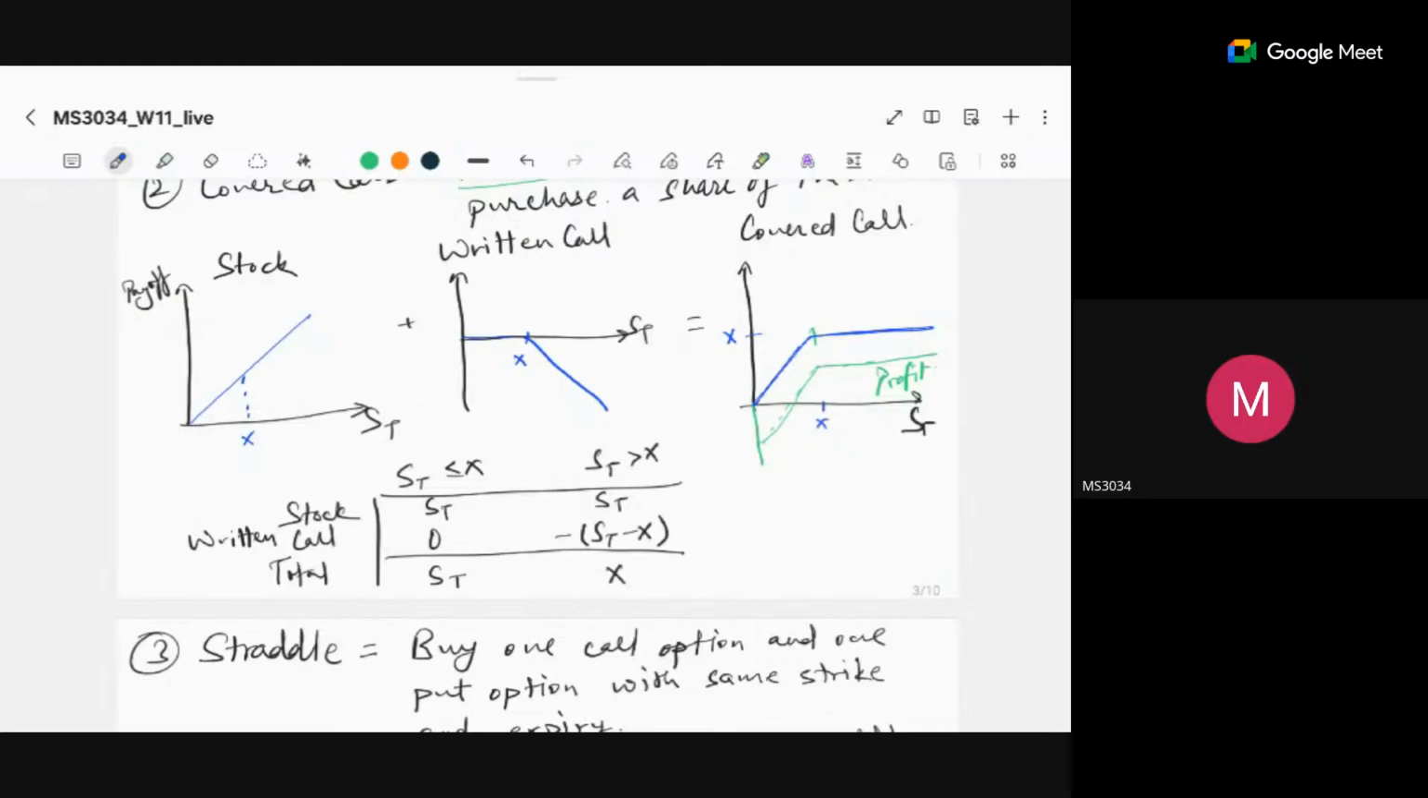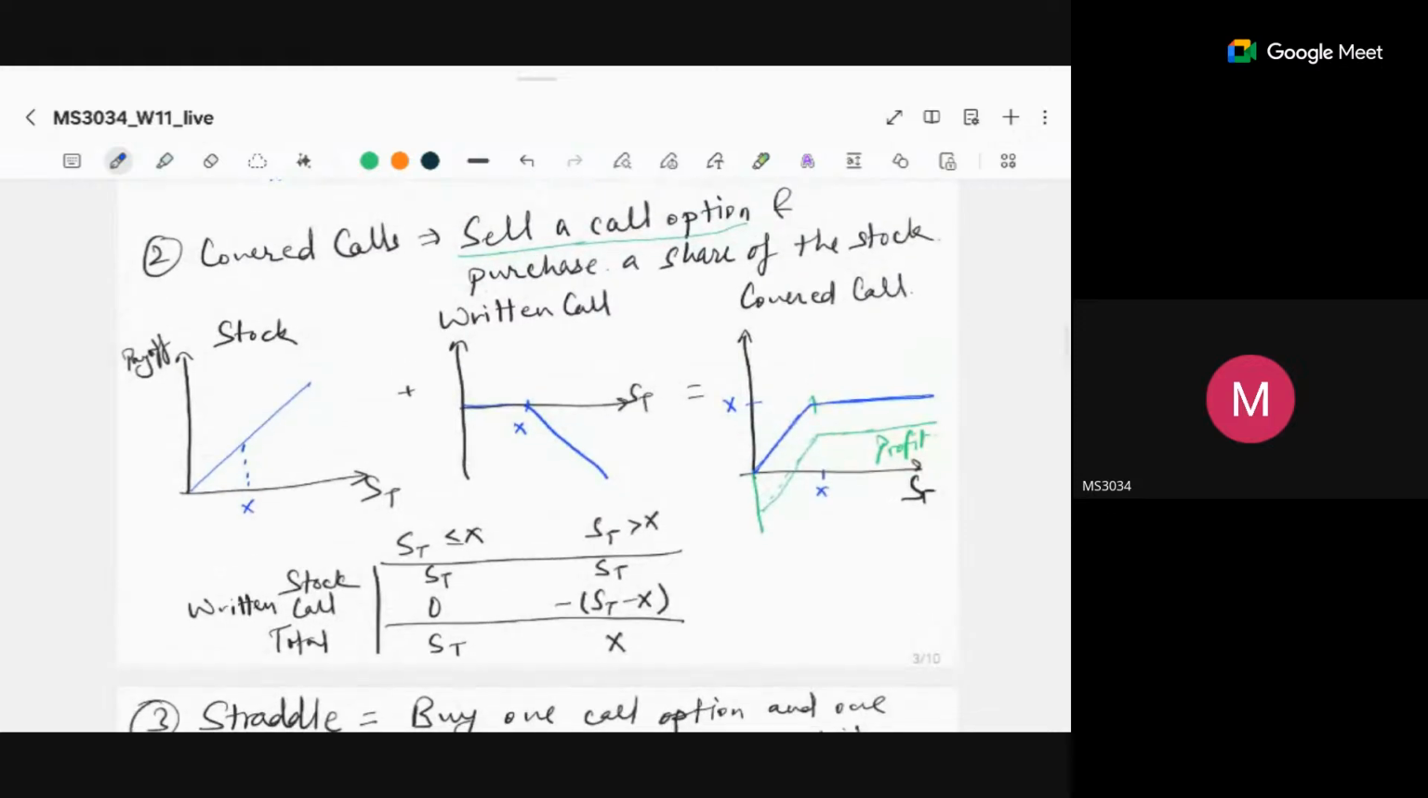And if you want the profit, you just subtract the cost. So in this case, cost is S naught minus C naught, correct? Because minus C naught, because you are getting this call option price upfront. So negative C naught will be your cost in this case.